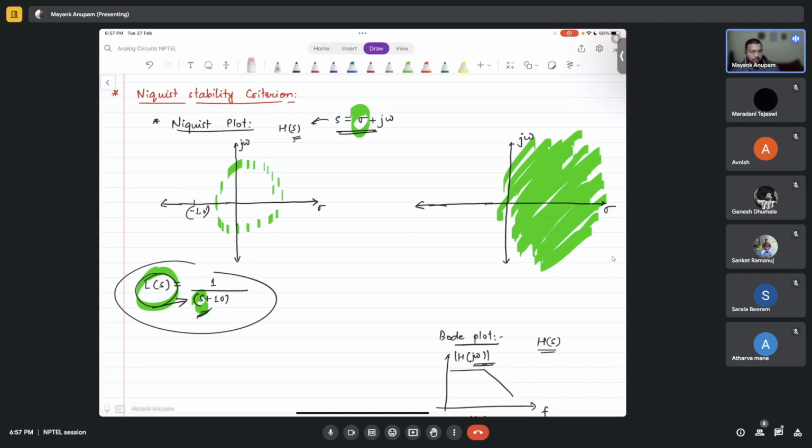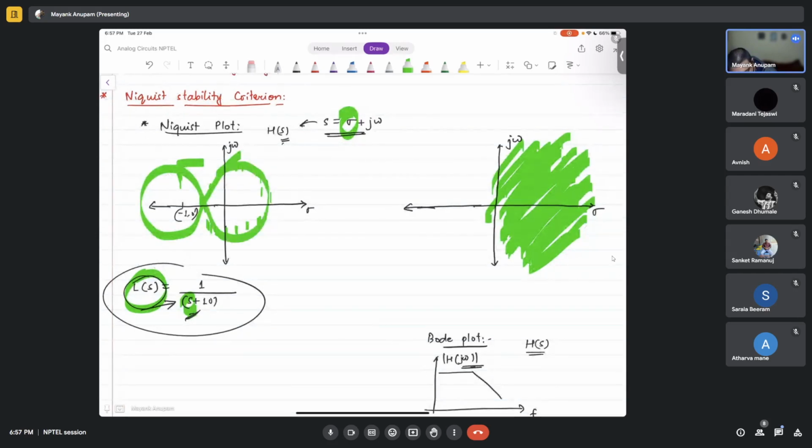please note. If it is encircled in the clockwise direction, then you have nothing to worry about. Only when it is encircled in the anti-clockwise direction, which is like this, do you have a problem. If it doesn't do that, you do not have a problem. So let's say this is one such plot. In this case, the system is unstable. The encircling in the anti-clockwise direction makes the system unstable. Getting my point?